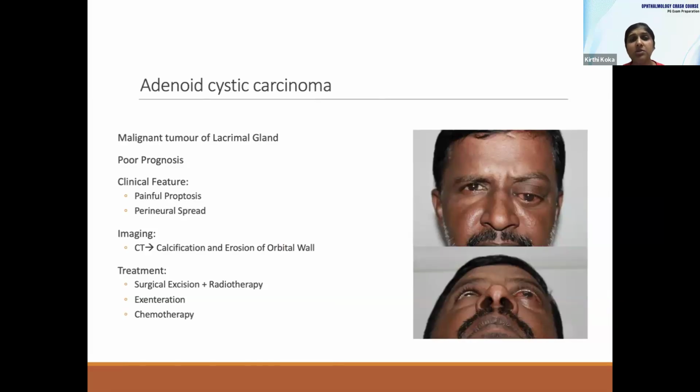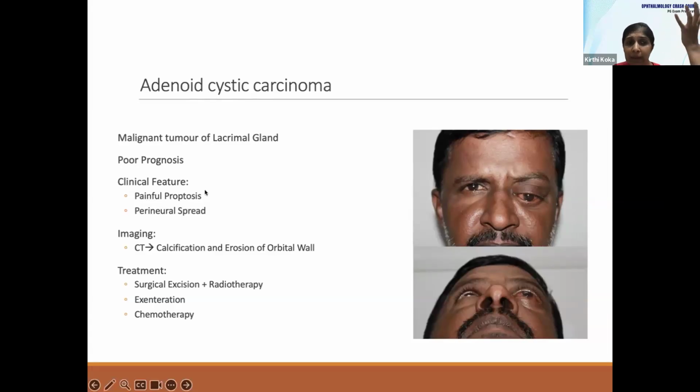In contrast, this is an adenoid cystic carcinoma patient where you can see again a lesion in the region of the lacrimal gland, but it's rapid onset, and in the eye you can see there's a gross proptosis and dystopia. You can see the whole eyeball is displaced downwards. Okay, so this is generally an adenoid cystic carcinoma.